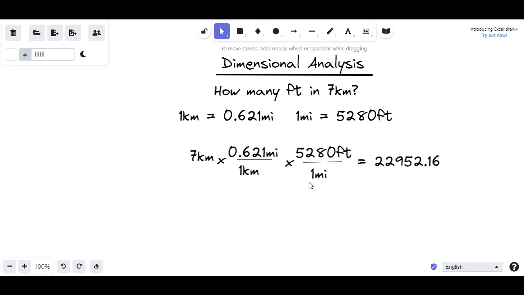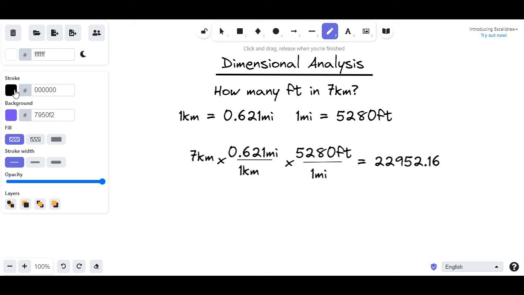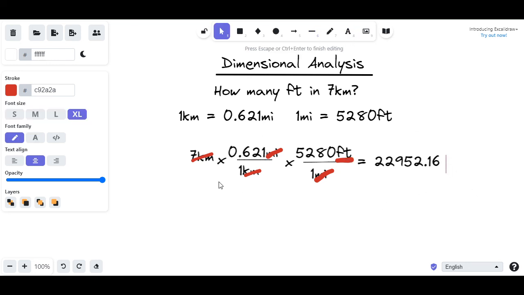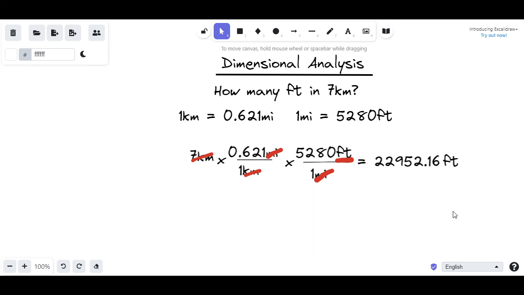And so to figure out what our unit should be, we know we want it to be feet, but to check if we did that correctly, we will cancel out our units. So here I have kilometers on the top, and here I have kilometers on the bottom. So those cancel out. Here I have miles on the top, and here I have miles on the bottom. So those cancel out. And so I'm left with feet as my unit. And so that's exactly what I'm going to put over here. Feet. And now that is my final answer, and that's how you solve this type of dimensional analysis problem.